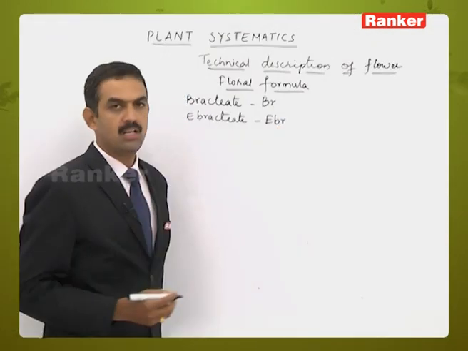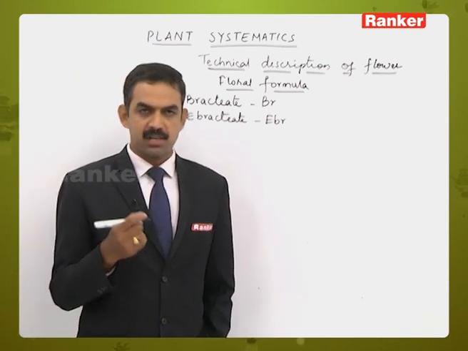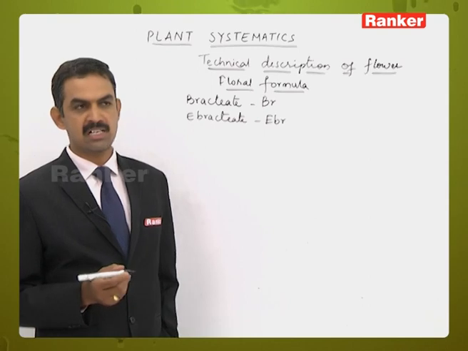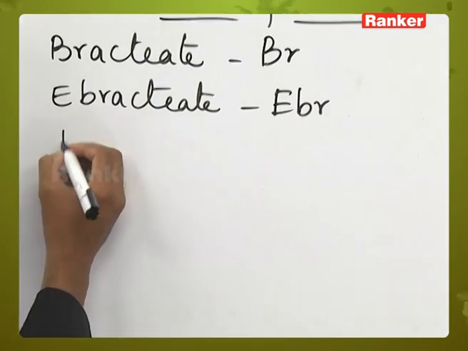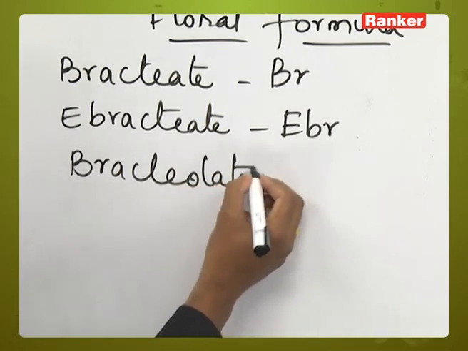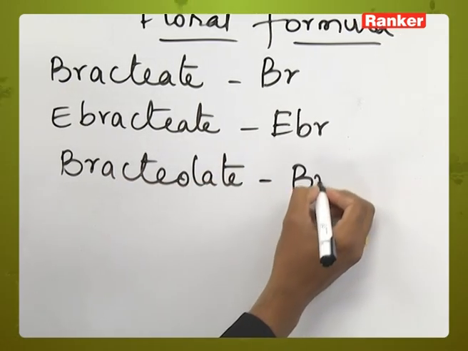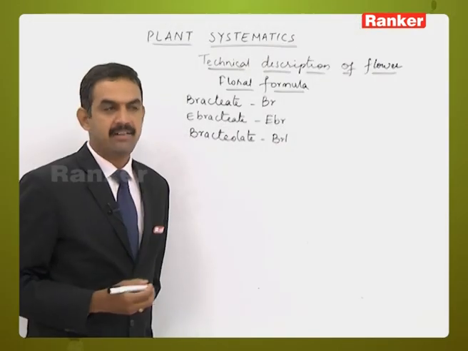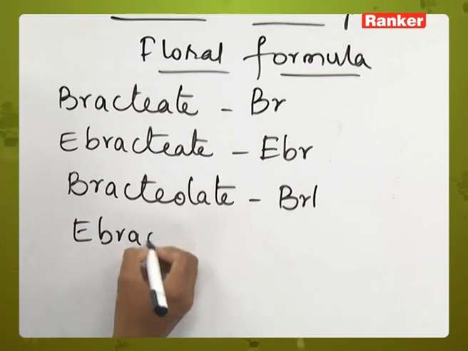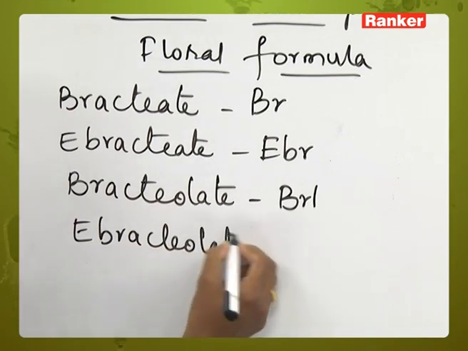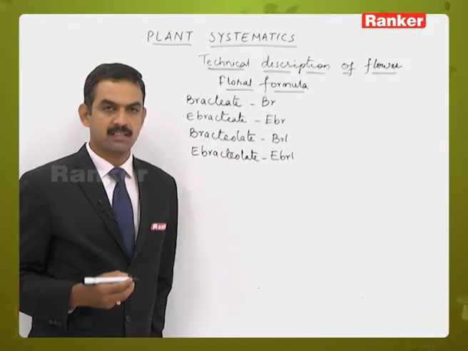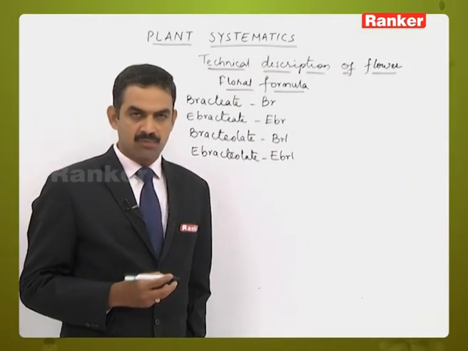EBR. Then on the pedicel a small hair-like structure similar to that of bract is present, that is called bracteole. If bracteole is present, such a flower is called a bracteolate flower, represented as BRL. And if the bracteole is absent, it is called an ebracteolate flower, represented as EBRL.